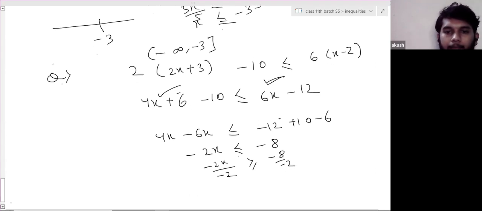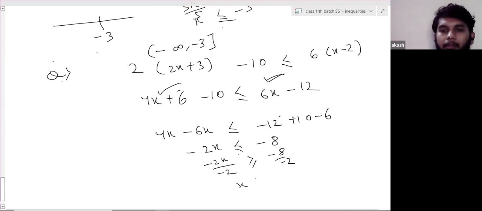All right. So x is greater than equals to 4. If this is 4, then how to write this in interval?